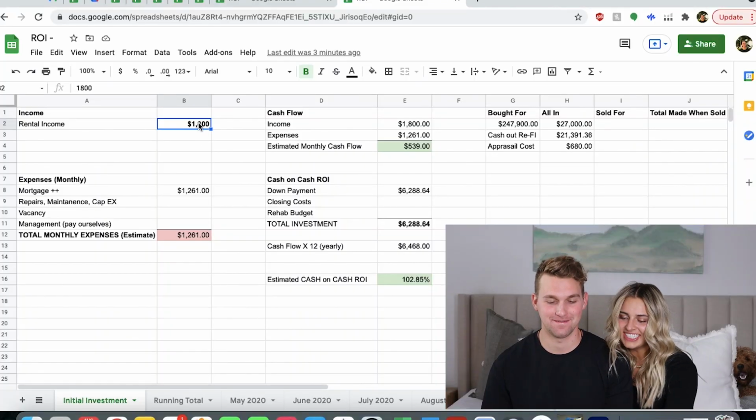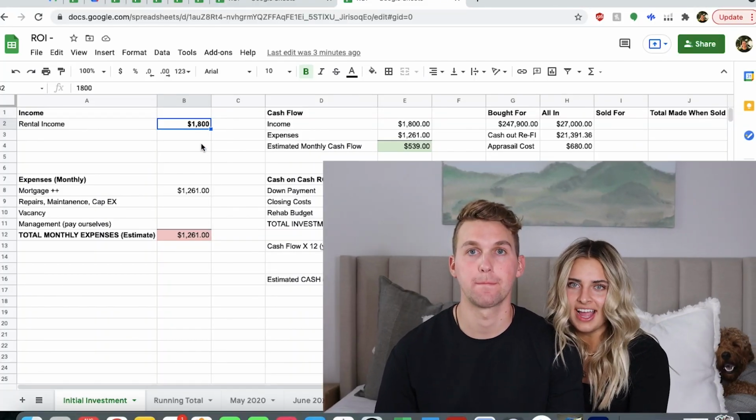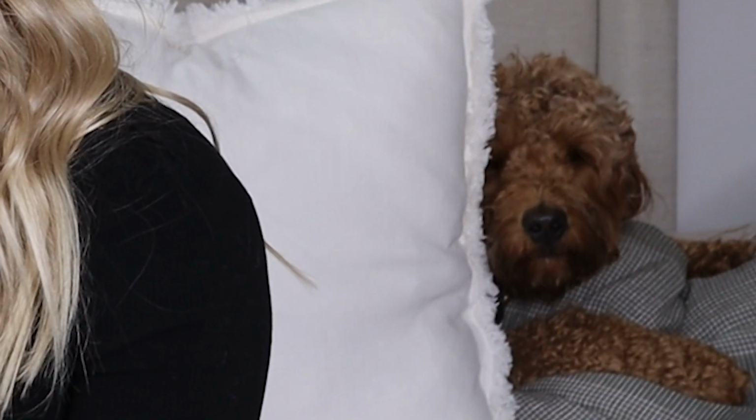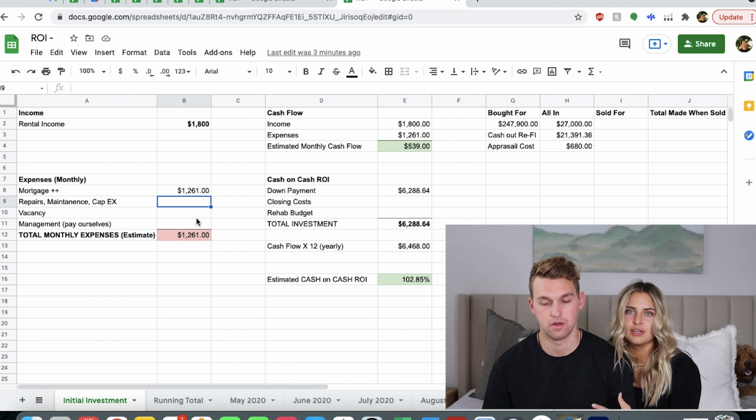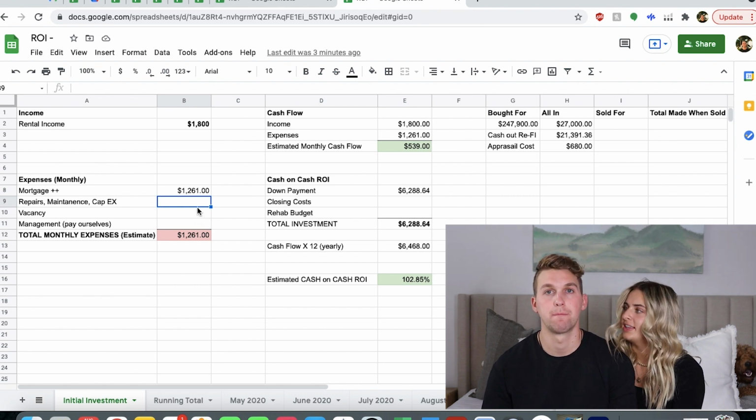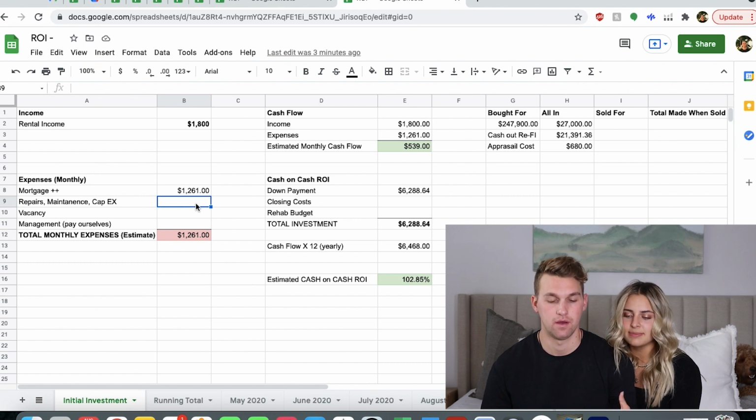Our next quadrant is our monthly expenses, and for our initial investment we just estimated. We knew the mortgage was going to be around $1,261, and that's after talking with our lender. Repairs and maintenance, sometimes we'll throw a number in there, sometimes we'll just leave it blank when we're calculating things. They're usually not super high, at least for us in the area where we're buying rental properties. So that's something you can put in if you want to, but as for us, we're just gonna leave it at 0.